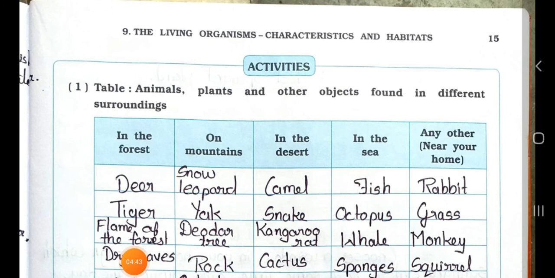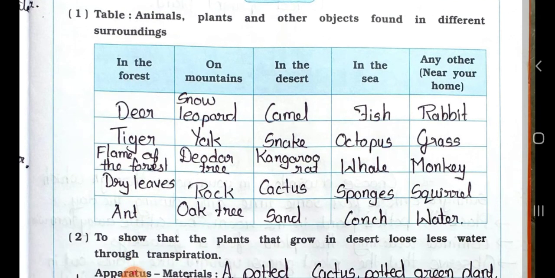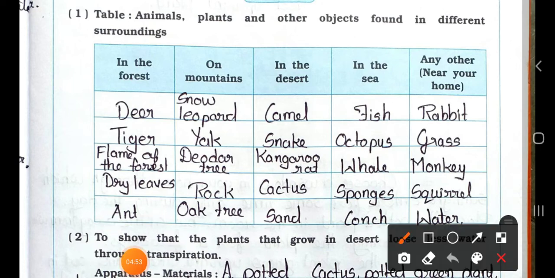See the activities. Number 1. Table: animals, plants and other objects found in different surroundings. In the forest we find deer, tiger, flame of the forest, dry leaves and ant. On mountains, we find snow leopard, yak, deodar tree, rock, and oak tree. In the desert, we find camel, snake, kangaroo, rat, cactus, and sand. And in the sea, we find fish, octopus, whales, sponges, and conch.